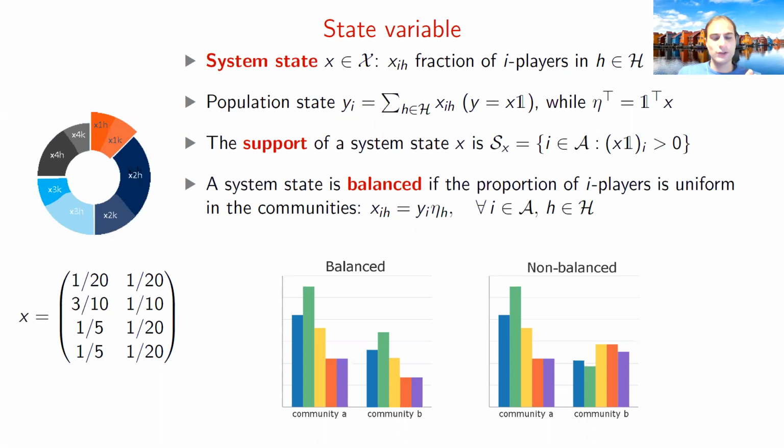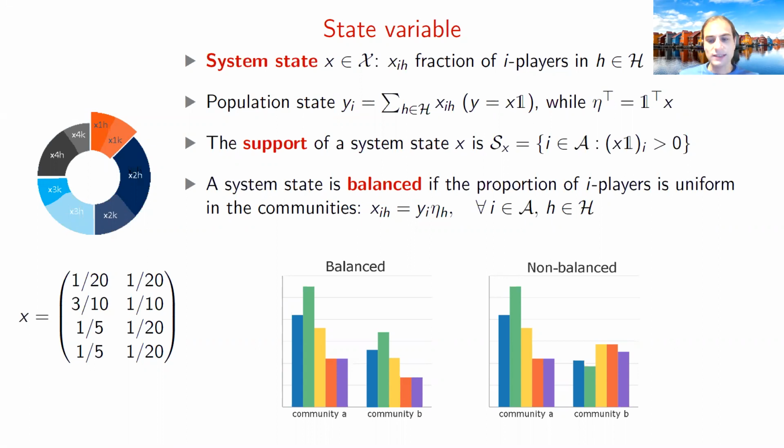So notice that if we sum the rows of this matrix X, we obtain nothing but the population state, while if we sum the columns of this system state, we obtain the vector eta. So when talking about the system state, that is, as we said, the state variable of the system, we refer to the support of the system state as the set of actions that are played by this part of the population in that system state. And we will also say that a system state is balanced if the proportion of i players is uniform in the communities.